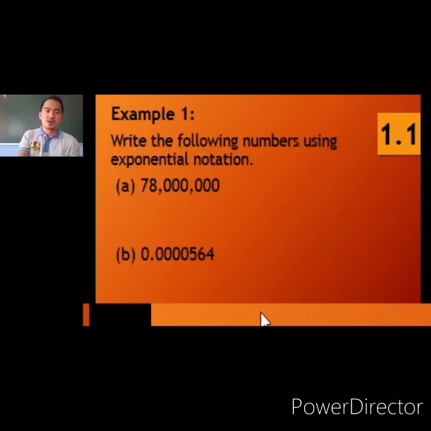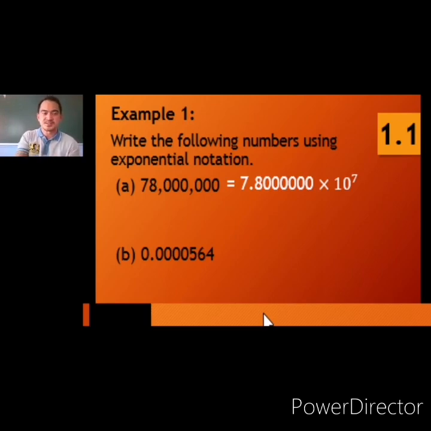Example number 1. Write the following numbers using exponential notation. Letter A, 78 million. It's a very big number. We're going to express this in scientific notation, okay, by deleting all the zeros. Let's start. 7.8000000 times 10 raised to 7.